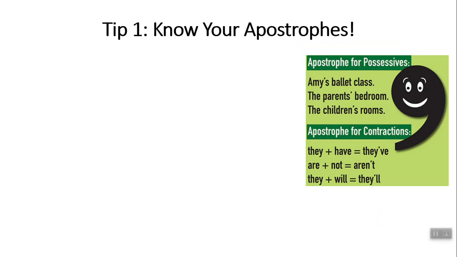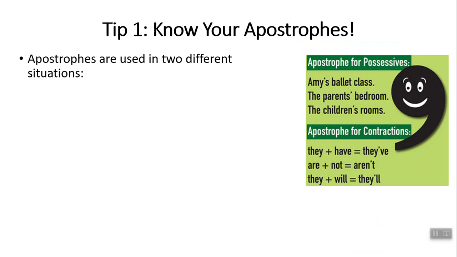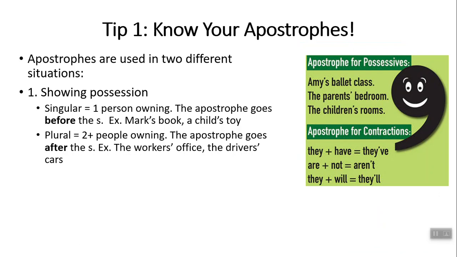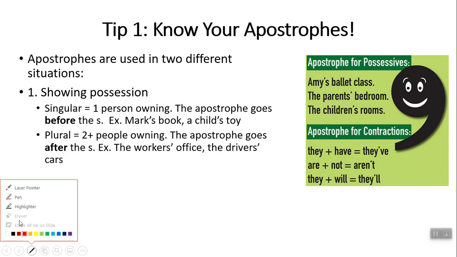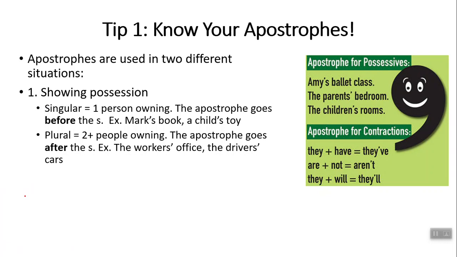Know your apostrophes. Apostrophe for possessives. Amy's ballet class, the parents' bedroom, the children's room. Apostrophes have two different uses. The first is that they show possession. So you can see, as I just read, Amy's ballet class, parents' bedroom, children's room. This is something that I get a lot of times. People have a problem with this rule in particular. They know that they need an apostrophe for possession, but they don't know quite where to put the apostrophe.